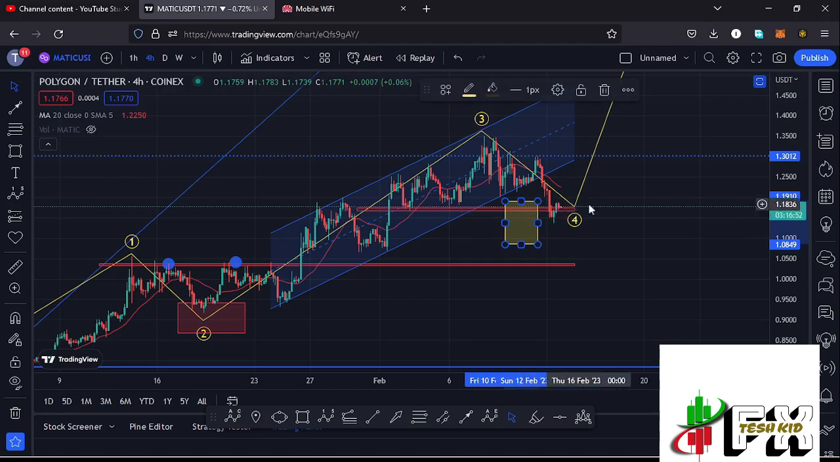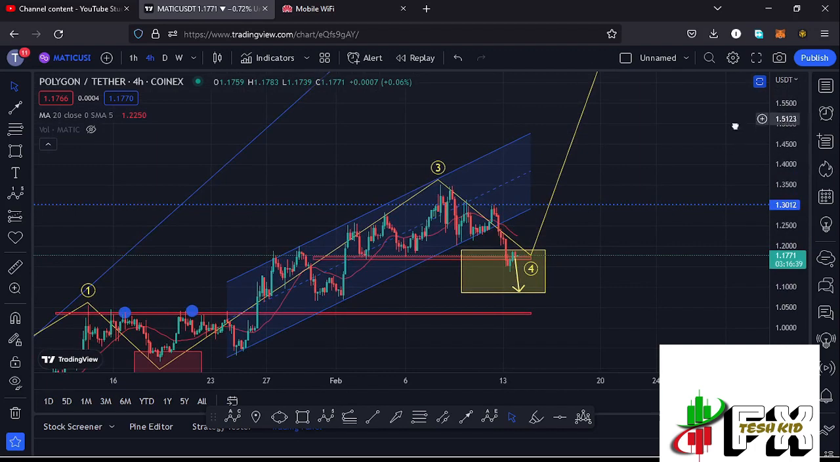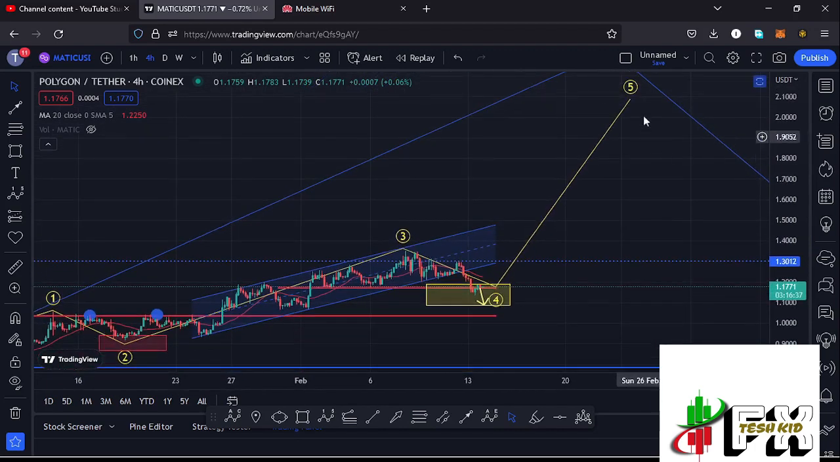So in case such a move plays out, we lose the support zone at around the $1.17 mark, then there are chances of fully maximizing this yellow target area in the formation of that wave 4. And once we see the low for that fourth wave, then we can expect a massive bounce to the upside in the formation of this wave 5 to the upside.